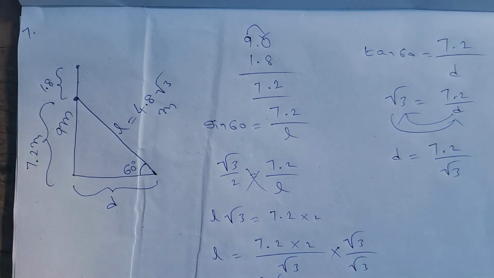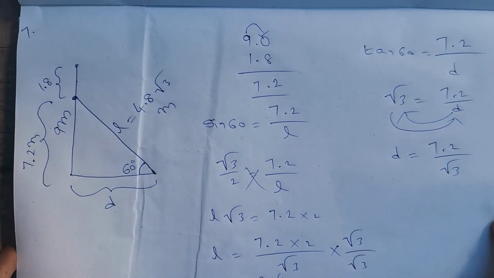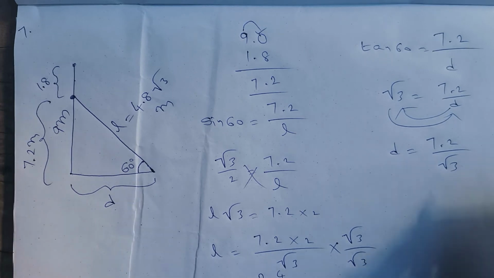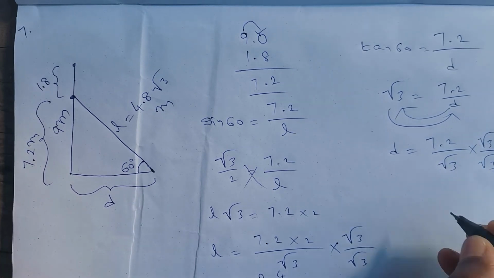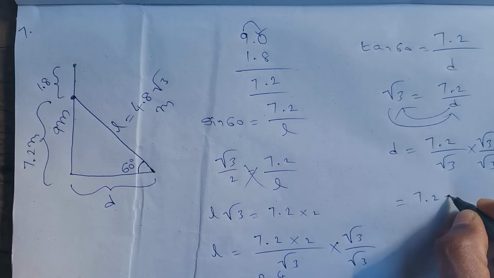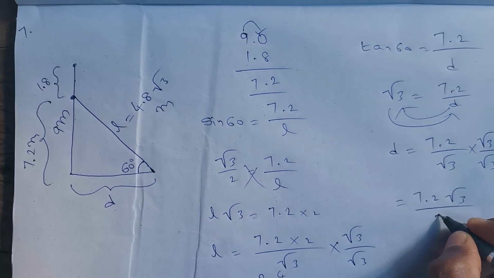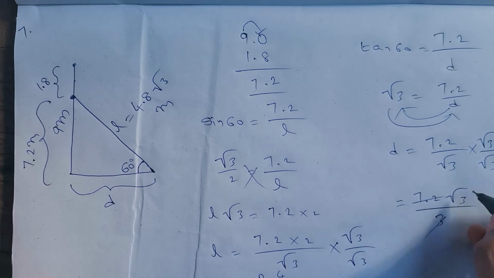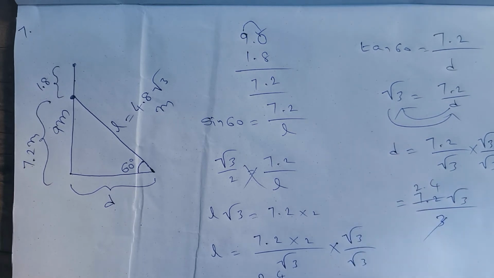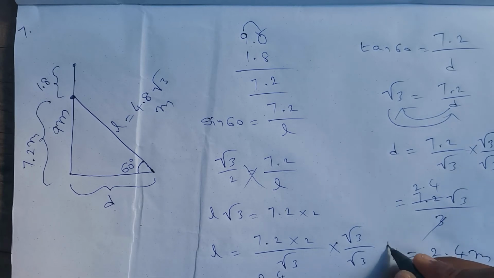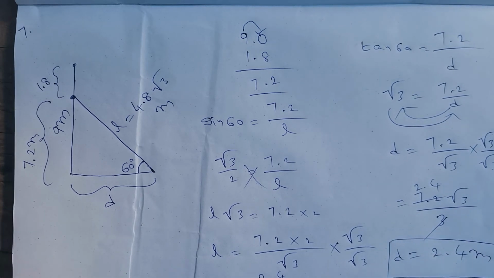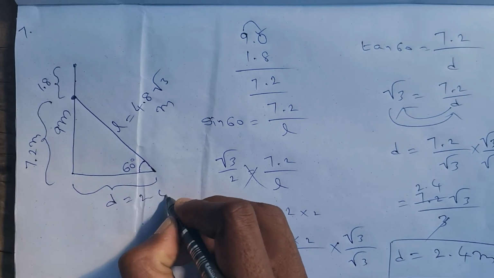Here again the same logic. We don't want any irrational number in the denominator. So that's why multiplying and dividing by root 3 again, root 3 by root 3. So we will get 7.2 times root 3 by root 3 into root 3. 3. 3 1s are 3, 2.4s are. So the distance is 2.4 meters. So this distance is 2.4 meters.